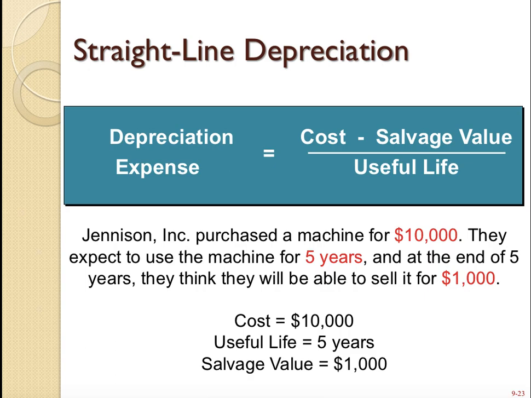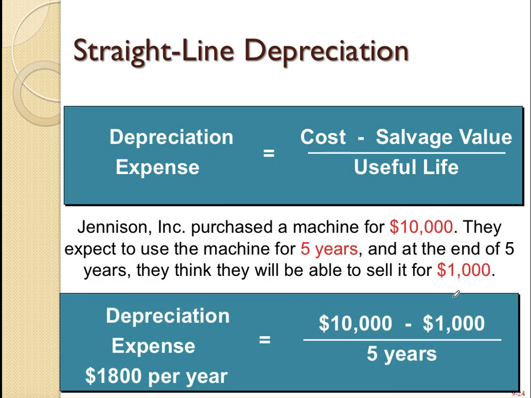Okay, so hopefully you recognize that the cost is here, $10,000. That's what we purchased it for. They expect to use the machine for 5 years, so that would be the useful life. And at the end, they think they'll sell it for $1,000, so that would be the salvage value. If you plug those numbers into the formula, you would get $10,000 of cost minus the $1,000 salvage value divided by 5 years, and that would come out to $1,800 per year.